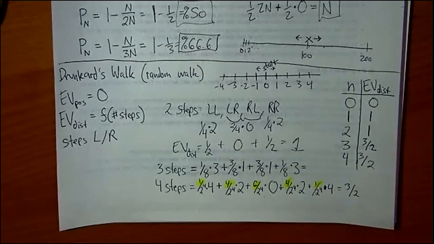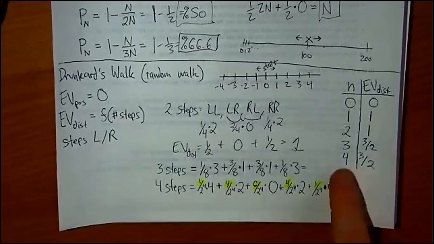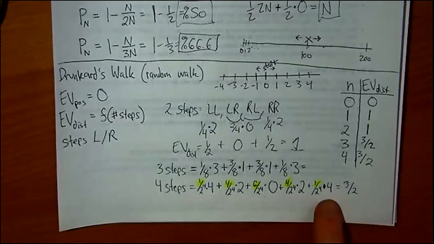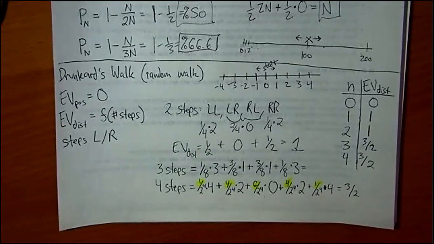But why don't we do this? Why don't we find a formula for what's happening here, and then we should be able to just plug in n and get out the expected value at that distance. So can we come up with a formula for this kind of thing? How could we do that?